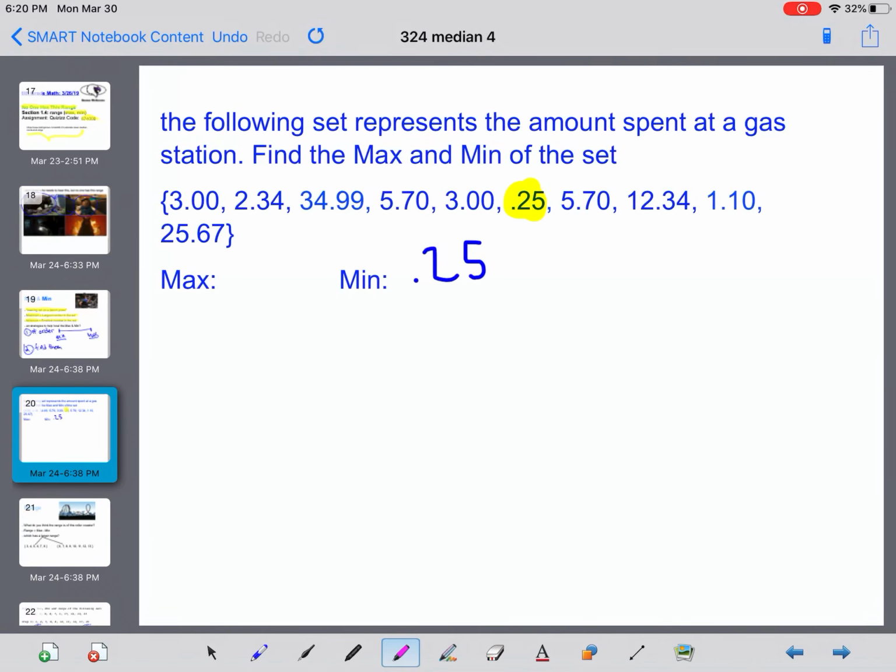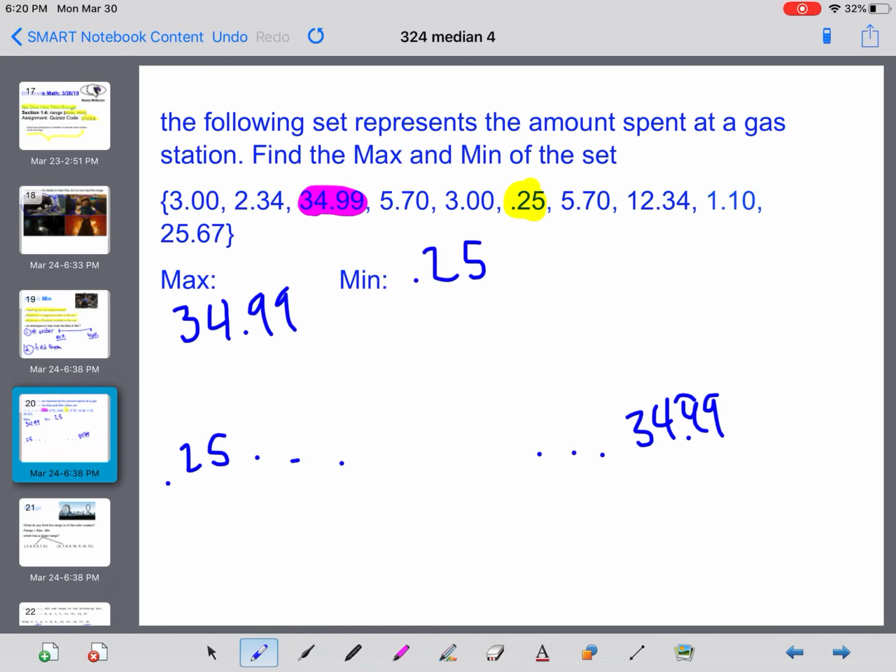Well, now let's look for the max. Well, I see right here $34.99. Do I see any numbers larger than $34.99? No. So that right there is going to have to be our max. $34.99 is our max. Again, you can put this in number order. If you ended up, you would have 25 cents over here, a bunch of other numbers in the middle, then $34.99 on the ends. And that is where you could find them.